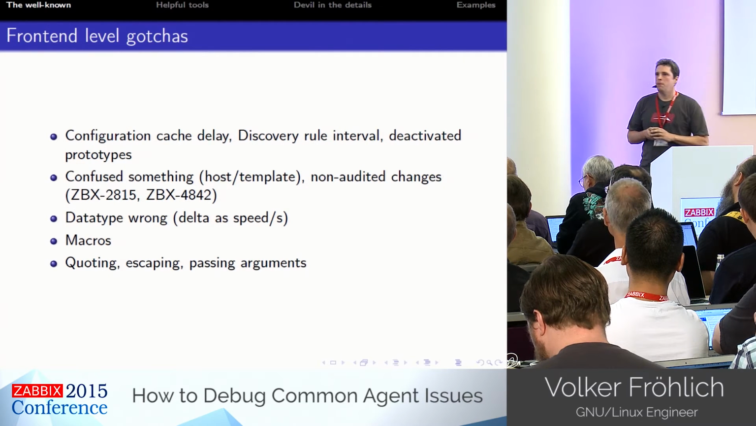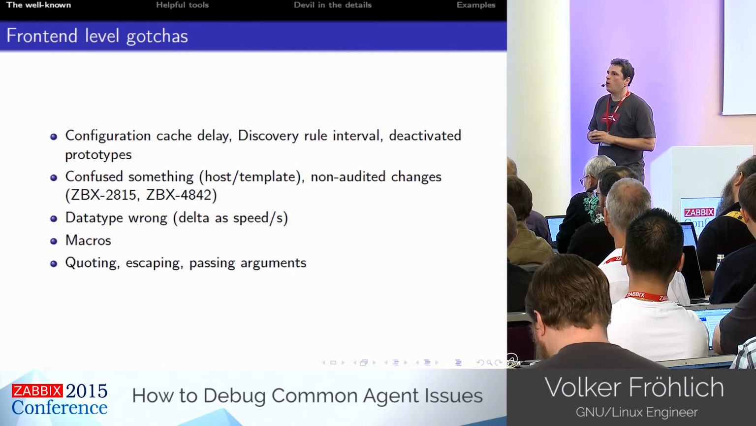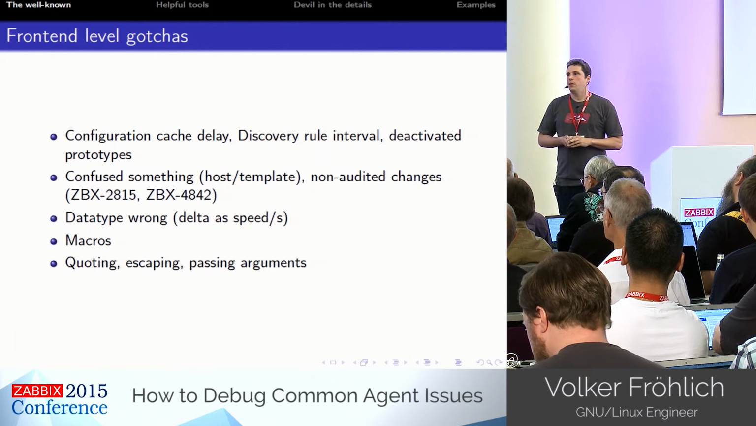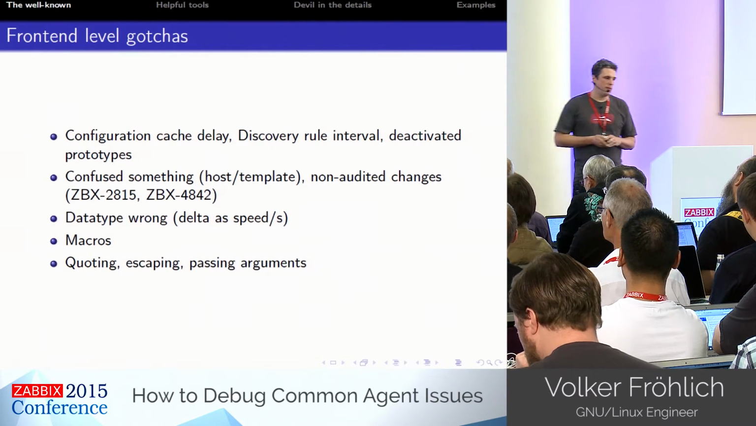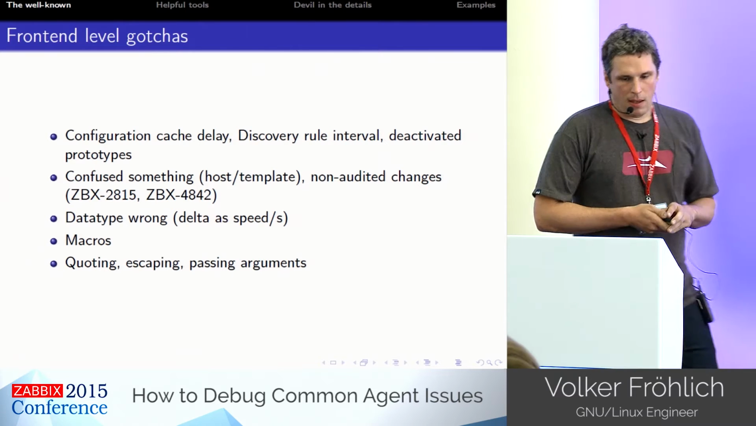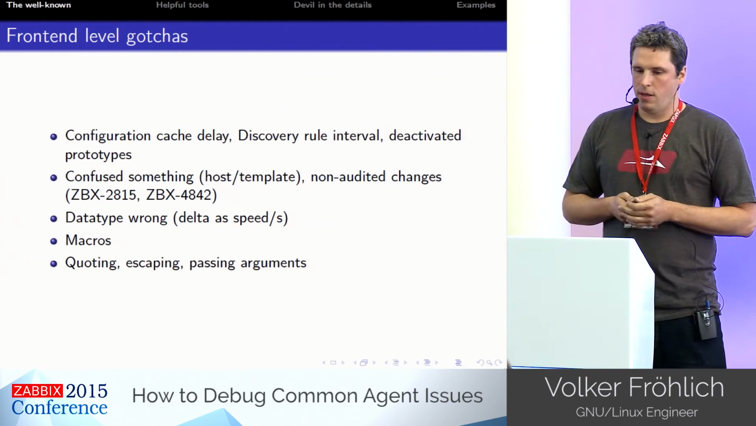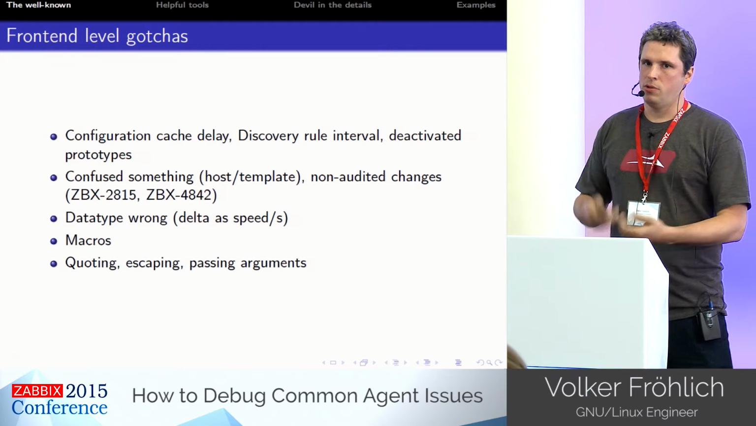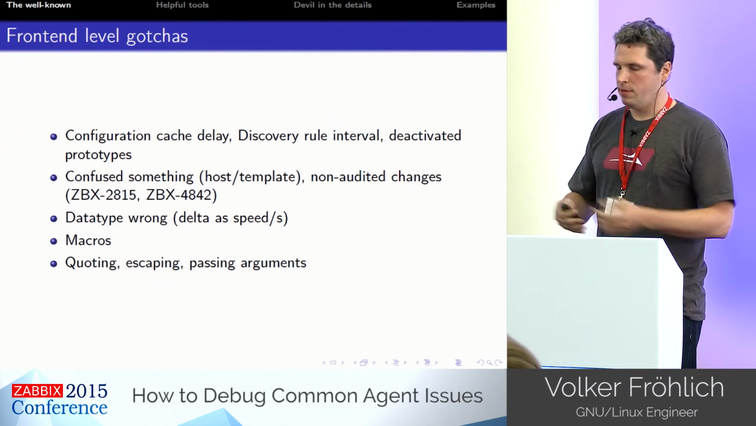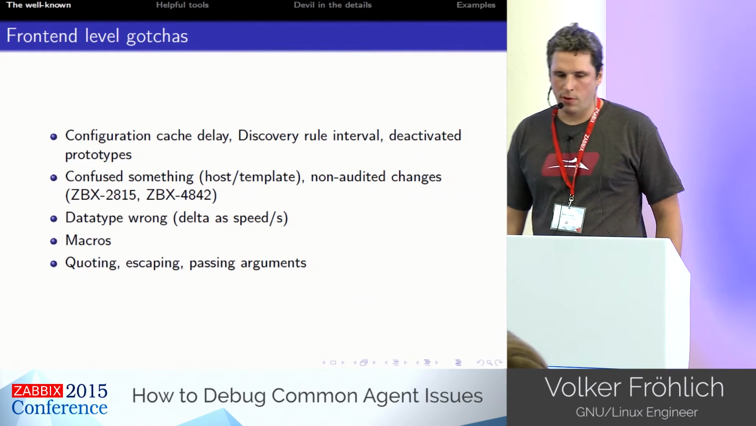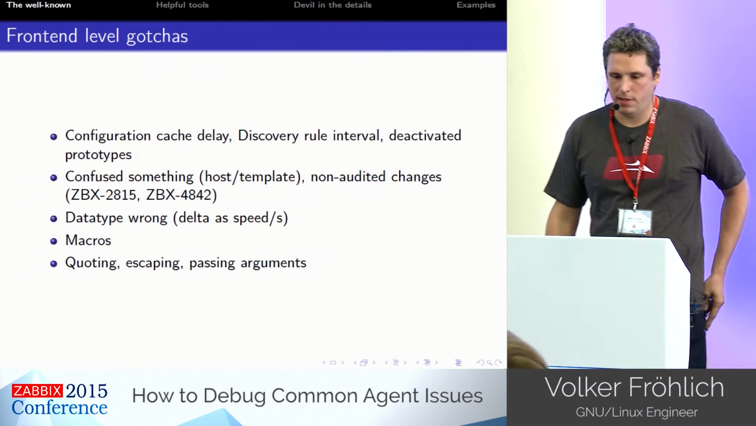Before we can actually blame the agent for anything going wrong with an agent item, we have to look at what's going on in the front-end configuration. A common gotcha is configuration cache delay. You would usually have to wait for up to a minute plus item interval for an item to work. That's well known. Everybody knows that.